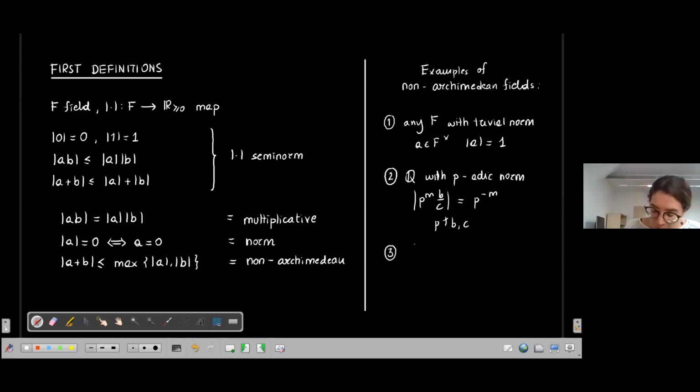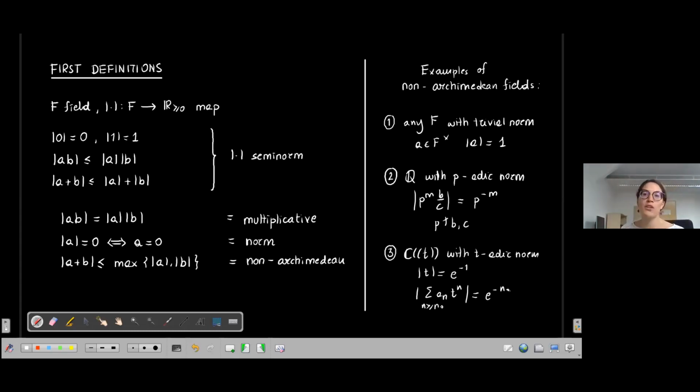And then the third example, if you are less arithmetic but more geometric minded, then maybe you will like the example of C double bracket T. This is the field of Laurent power series with the t-adic norm. So here, by convention, we fix the norm of T to be equal to e^(-1). And so it means that a general element in this field is written as a series, sum of a_n T to the power n. Let's suppose that the first non-zero element is n0. Then in this case, we will have e to the power minus n0.